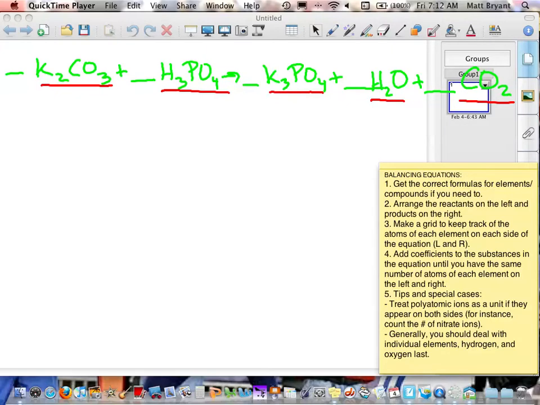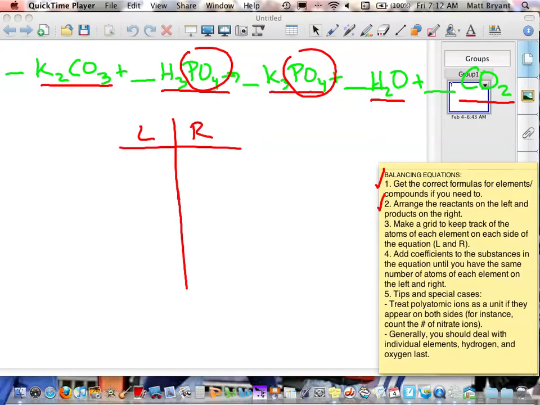Now, we've already got the correct formula, so step one's done. We've already arranged the reactants on the left and the products on the right, so number 2 is done. Now we need to make a grid. And again, if I see ions on both sides, I'm going to keep them together. In this case, we can't do that with carbonate because there's no CO3 on the other side. We can, however, do that with the phosphate ions because we do have a PO4 here and a PO4 here.